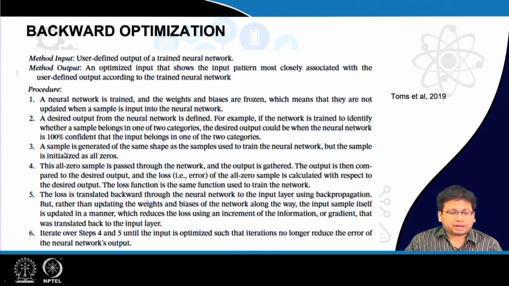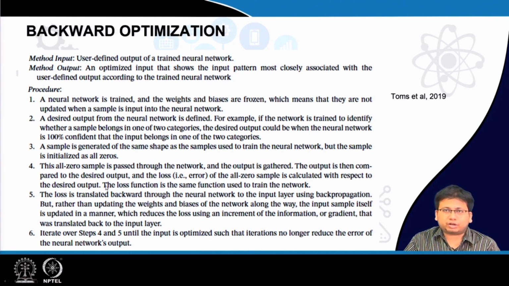Now what we do is a sample is generated of the same shape as the samples used to train the neural network, but the sample is all initialized as zeros. So basically, if the network takes m cross n matrices as input, then we start off with, basically we are trying to estimate the values of x. So let us start with some x which is all zeros initially. This all zero sample is passed through the network and the output is generated. The output is then compared to the desired output and the loss of the all zero sample is calculated with respect to the desired output.